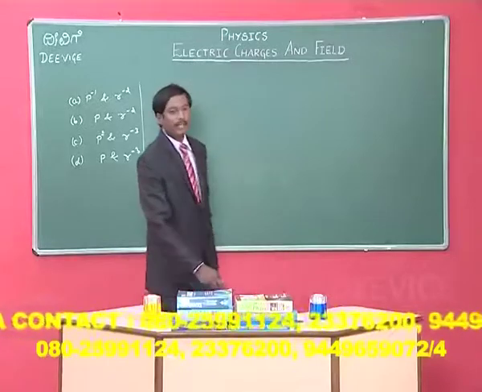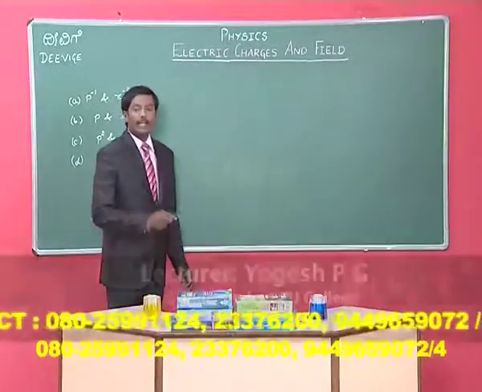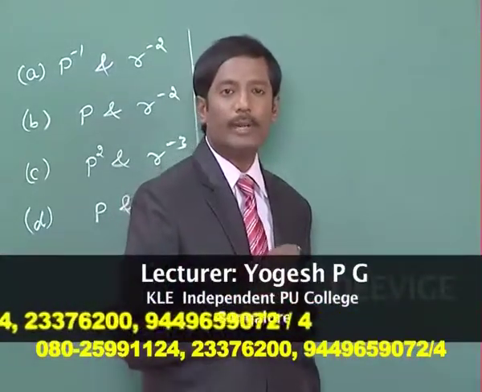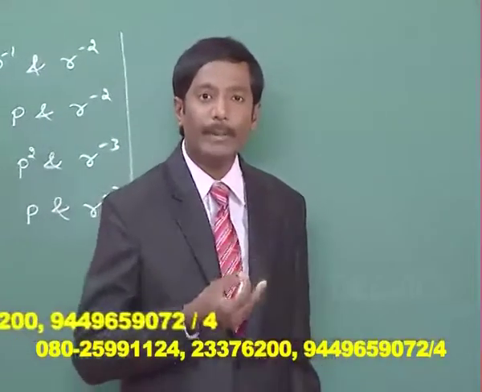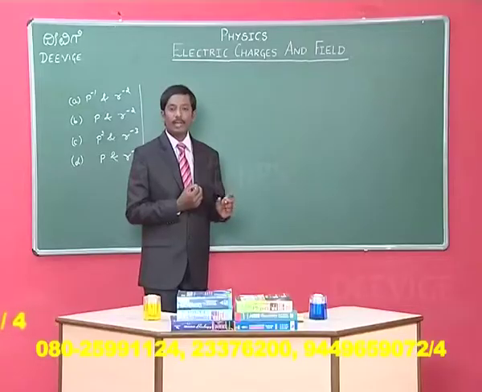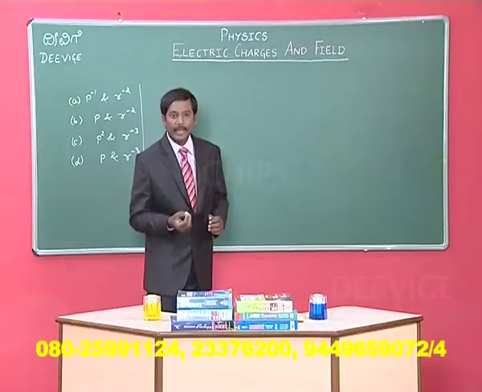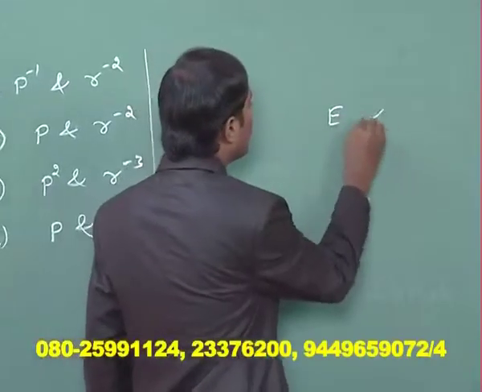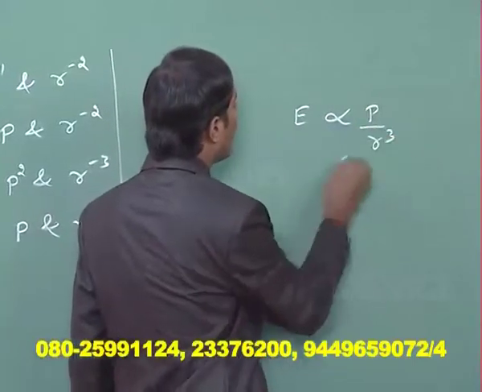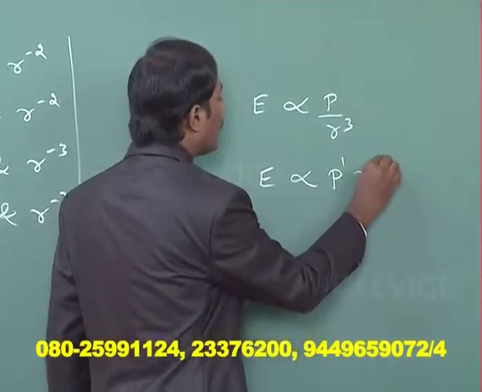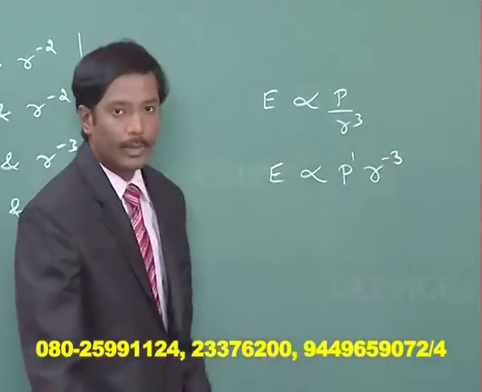This question is based on a formula. The electric field on the equatorial line of a dipole is nothing but 1 by 4 pi epsilon naught into P by R cube, when R is very much greater than A. As the formula tells, E is proportional to P and inversely proportional to R cube. So, we can write E is proportional to P by R cube, or E is directly proportional to P power 1. When R cube goes to the numerator, it becomes R power minus 3.